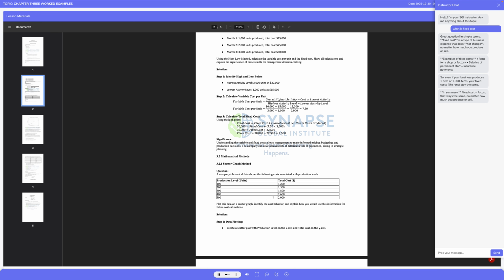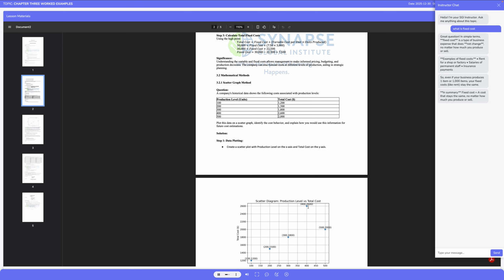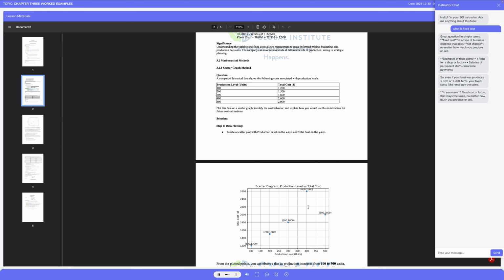As shown in the attached material in this question, you are given production levels of 100, 200, 300, 400, and 500 units, with corresponding total costs of $1,200, $1,500, $1,800, $2,600, and $2,000 respectively. The first requirement is to plot this information on a scatter graph, placing production level on the horizontal axis and total cost on the vertical axis. Each pair of figures is plotted as a point on the graph.